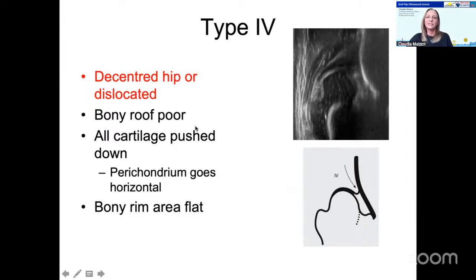So the bony roof in type 4 hips is again poor. There's not much contact of bony roof with the femoral head anymore. The cartilage is now pushed downwards as the femoral head has continued to move upwards. And the perichondrium, which is again covering the cartilage, is now either horizontal or even dipping down in comparison to the tip of the femoral head. Bony rim area clearly flat again in this picture in the type 4 hips, the same way as in the type 3 hips. So maybe important to mention here.